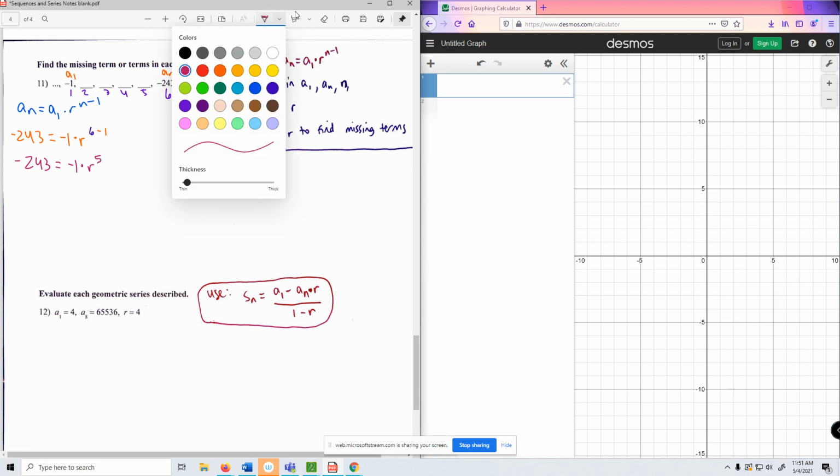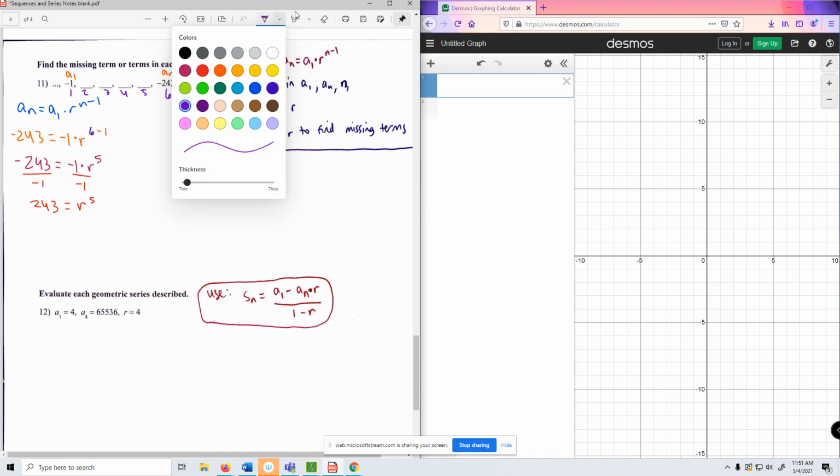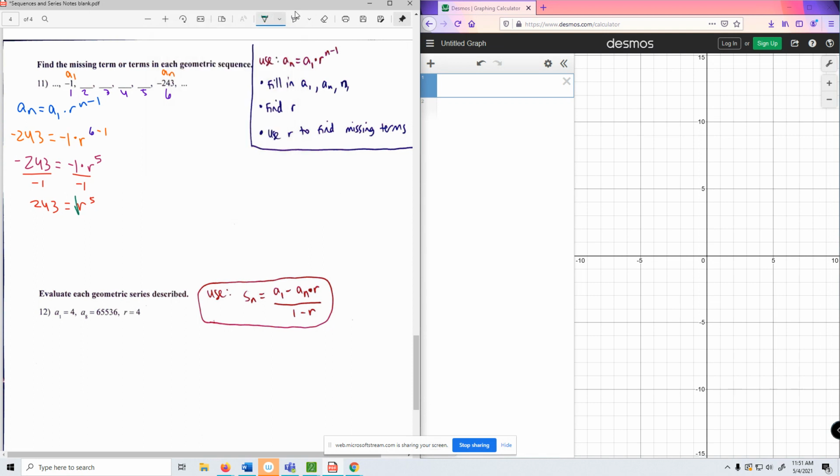To get R by itself, I am going to divide by the number in front of R, which is negative 1. And then I need to undo a fifth power. To undo a fifth power, we use a fifth root, which if you were to write that out on paper looks like this. Anything I do to one side, I've got to do to the other. Fifth roots are not something that most normal people know how to do off the top of their head. The good news is that Desmos and calculators can do those for us.